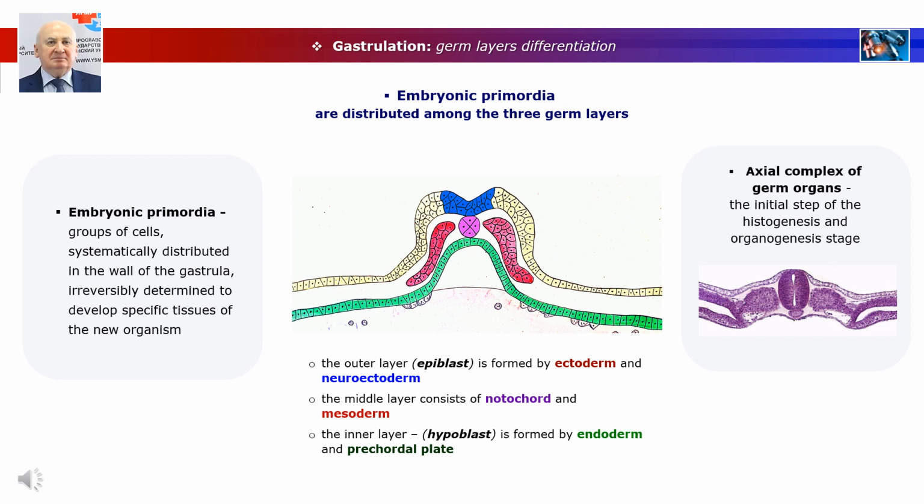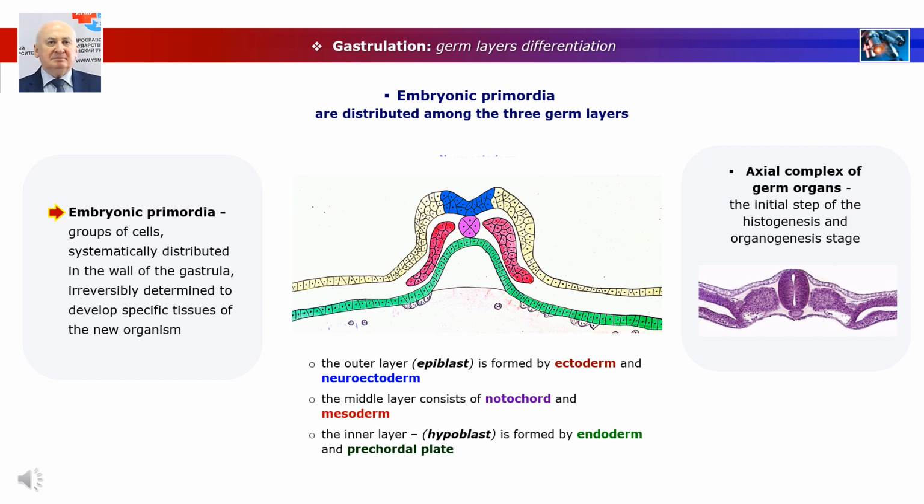During gastrulation, along with the movement of cell masses, the properties of cells in the primary primordia inevitably change. At this stage of embryogenesis, the programming of the cell development path in the primordia becomes irreversible. Therefore, upon completion of gastrulation, we have every reason to speak of the formation of definitive, or embryonic, primordia. Embryonic primordia are groups of cells systematically distributed in the wall of the gastrula, irreversibly determined to develop specific tissues of the new organism. After gastrulation, embryonic primordia are systematically distributed among the 3 germ layers.